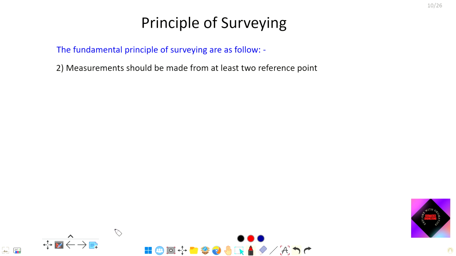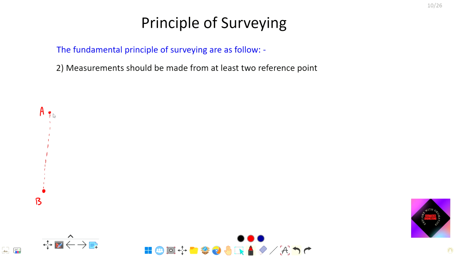Now moving to our next main principle of surveying, that is, measurement should be done from at least two reference points. What does that mean? Measurement should be done from at least two reference points. Let's take an example. For example, here a person A and here a person B.